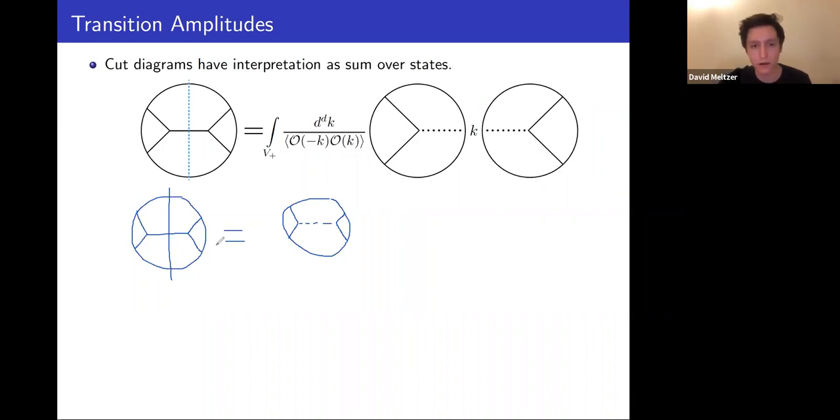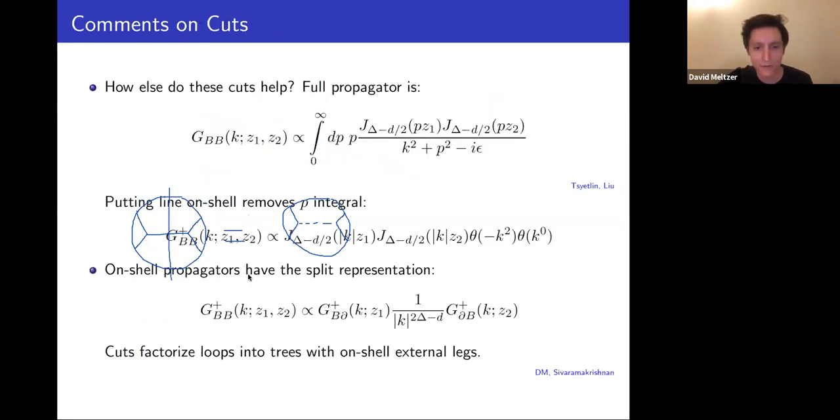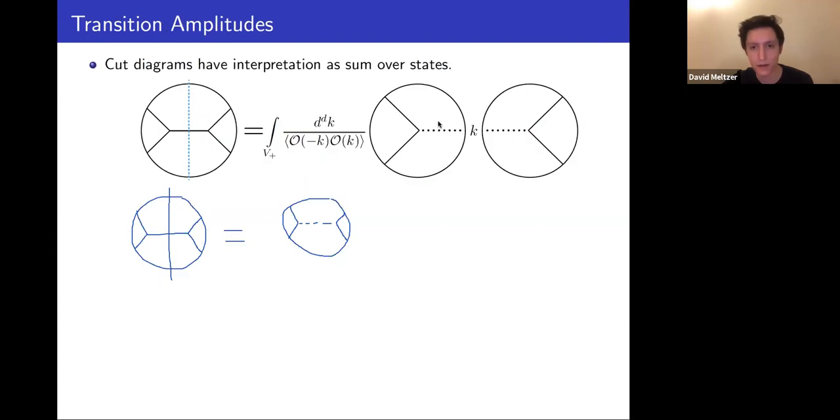So this is what the cutting rules tell me. I just take my bulk-to-bulk propagator and I replace it with this on-shell object. But then what's nice is that from that previous identity, this bulk-to-bulk on-shell propagator can be expressed as a product of two on-shell bulk-to-boundary propagators. So that's why it becomes two diagrams. Is that clearer?